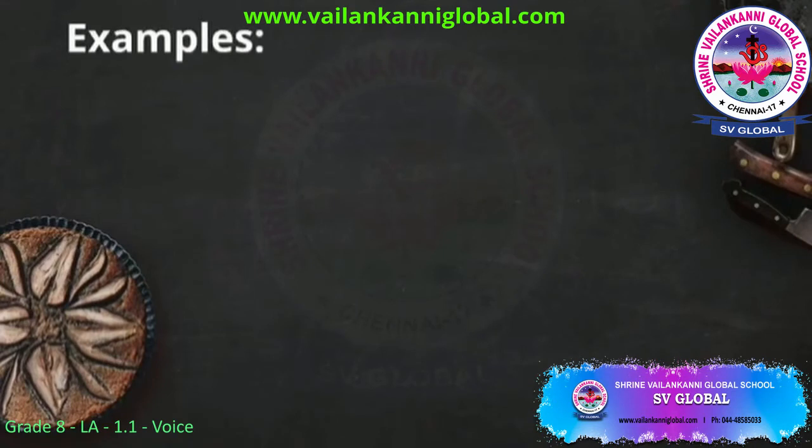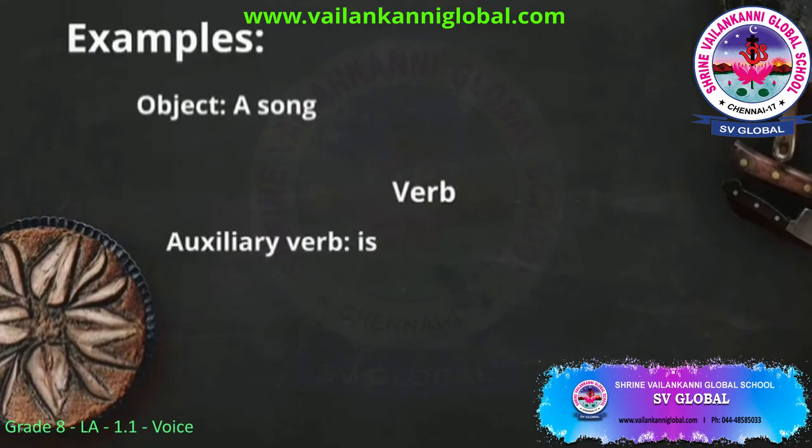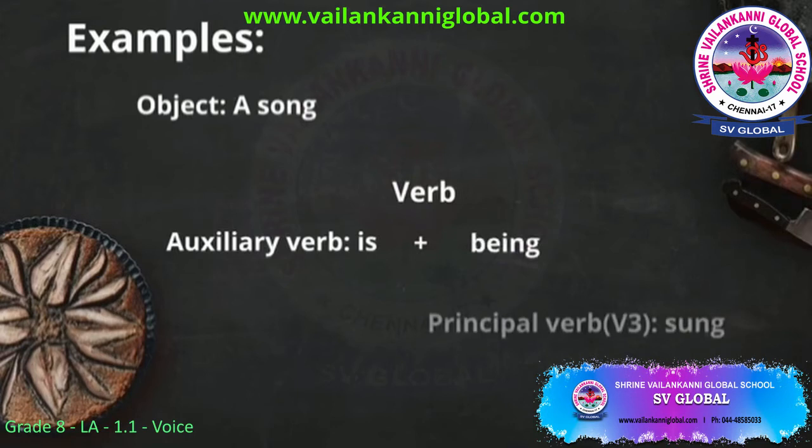So the object of our sentence is a song. A song, and then let's add auxiliary verb. A song is singular, and so we must add is. And I told you we are supposed to add being to represent continuous form. So add being. What is the third form of sing? Sung.